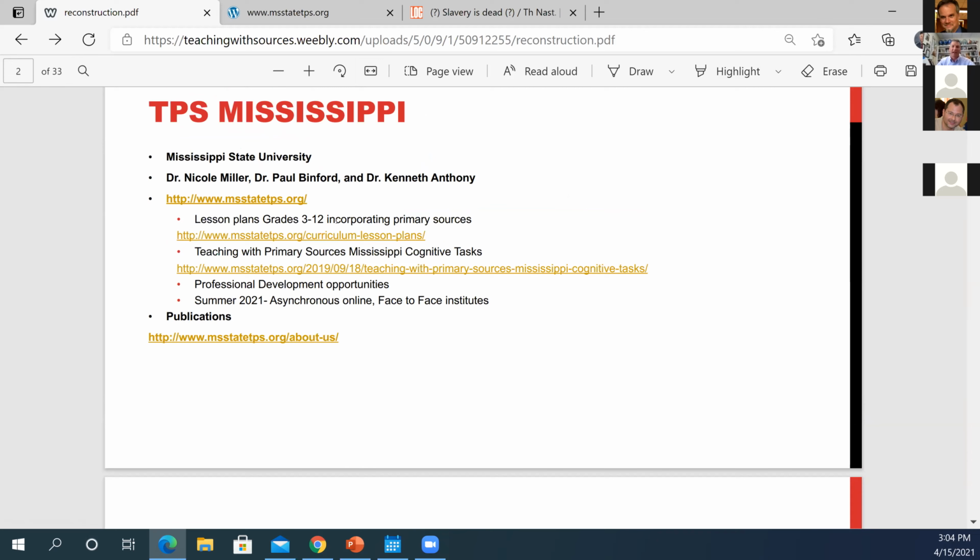We have some lesson plans, K through 12, that incorporate primary sources from the Library of Congress. These lesson plans were actually taught by teachers before they were posted, so we worked with them to write the lesson plans. They taught them in their lessons. We made revisions, and then they posted them. So they've actually all been taught somewhere in the third grade through 12th grade classroom.